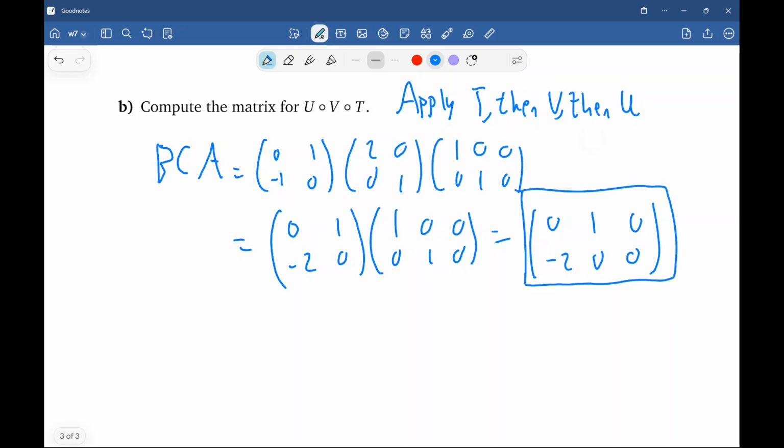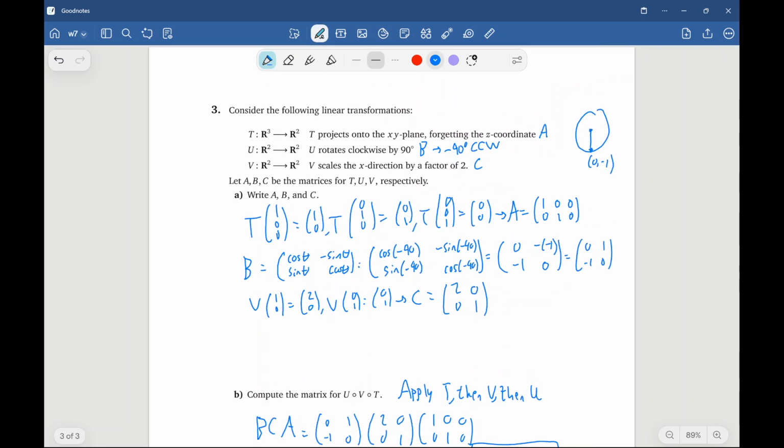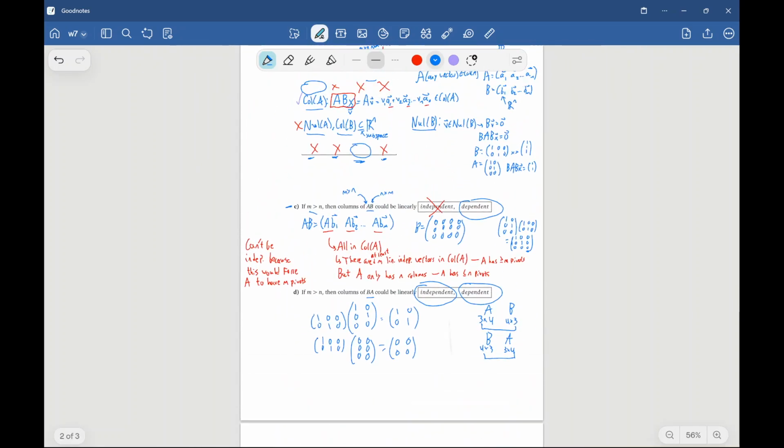And then if you want a geometric interpretation, this is the matrix that forms when you do T. So you project onto the xy plane, and then you scale in the x direction by a factor of 2, and then you rotate clockwise by 90 degrees. Okay. So that's the worksheet.